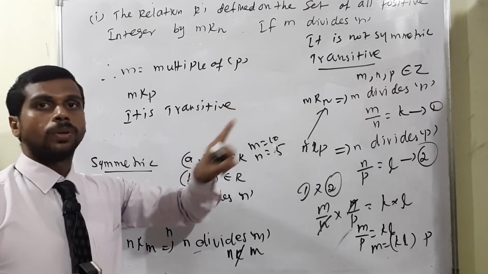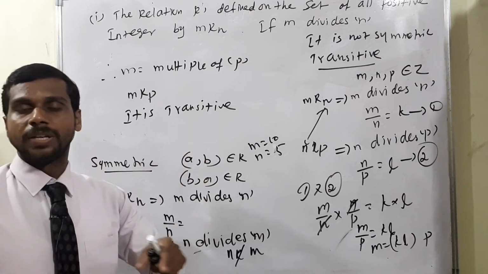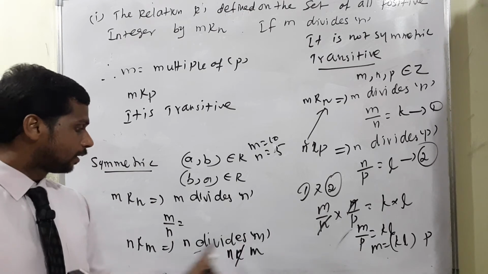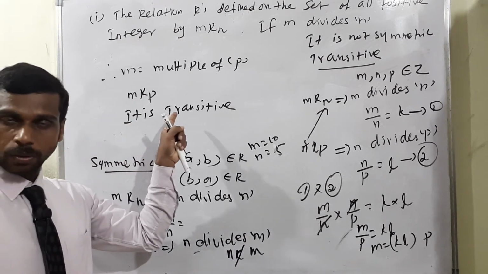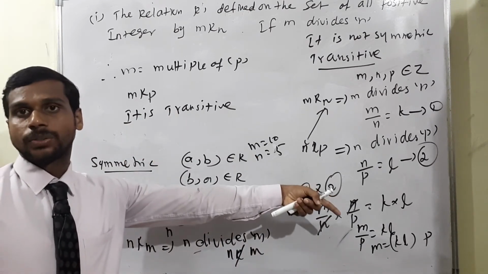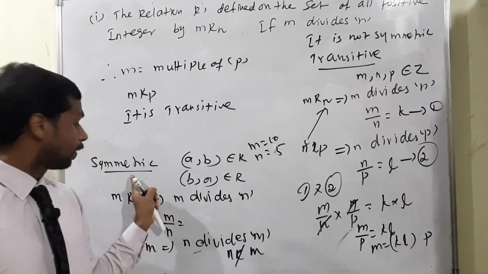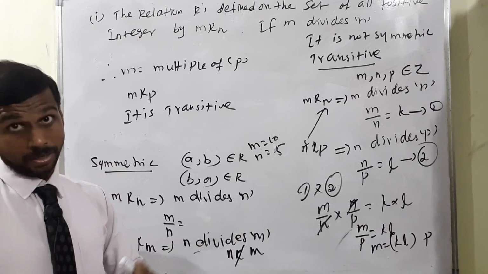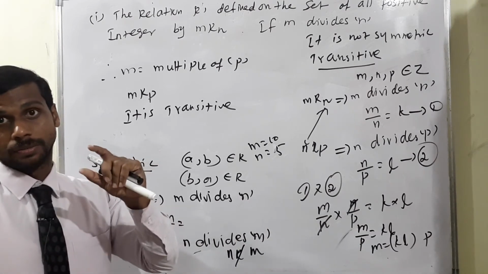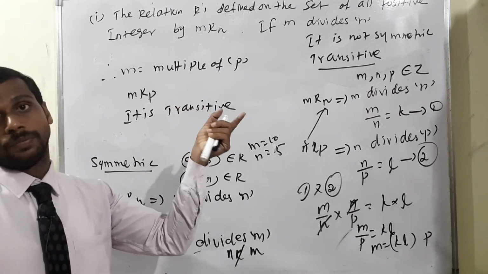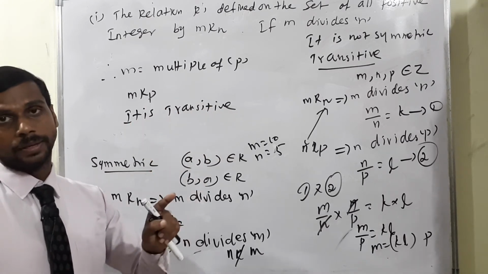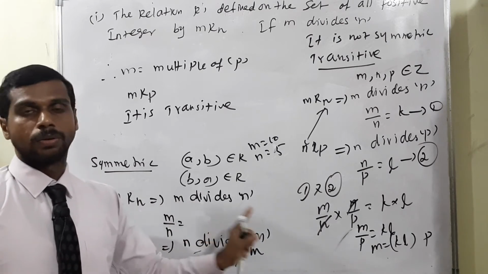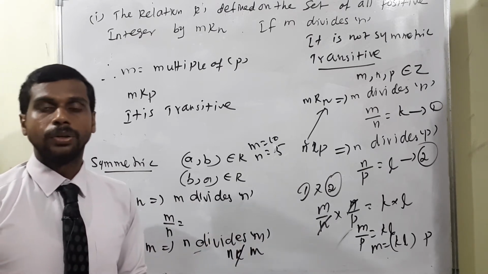Sometimes, if the same question asks whether it is an equivalence relation, we can say it is not an equivalence relation. Why? The second condition is not satisfied. Reflexive is satisfied, transitive is also satisfied, but symmetric is not satisfied. That's why we say it is not an equivalence relation. If that part is asked, after writing the same, we have to state the final term, equivalence relation or not, and we can say it is not an equivalence relation.